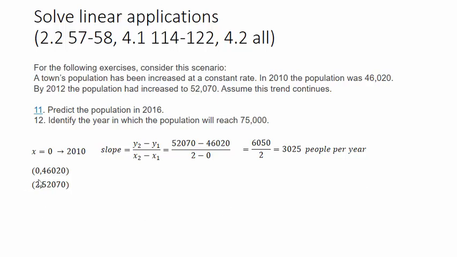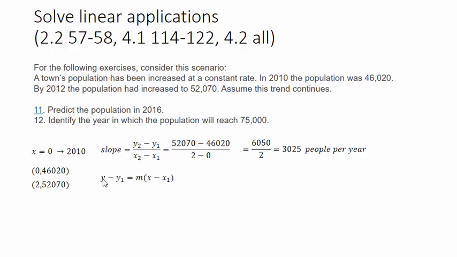To find the equation, we need at least one more point, and we could plug in to the point slope form and find the line. In particular, though, we have the value at 0. The y-intercept is going to be 46,020. So my equation would just be y equals 3,025x plus 46,020.